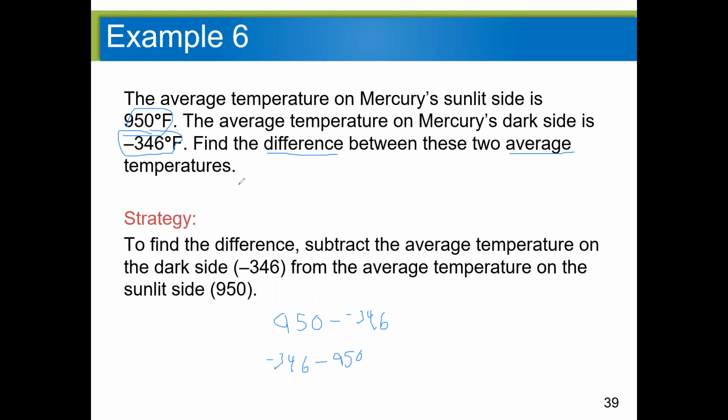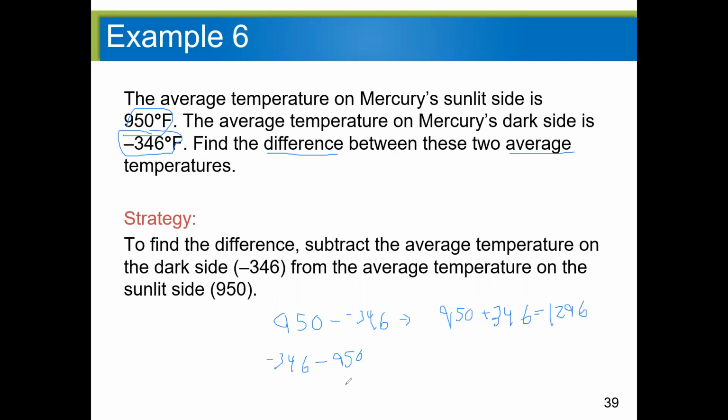Well, try solving both, right? If I start at 950 and I subtract a negative number, subtracting a negative number is adding a number, right? 950 plus 346. Cool. So what is that? Well, do the math in your head or pull out a calculator. Either way, you land at 1296. Sweet.